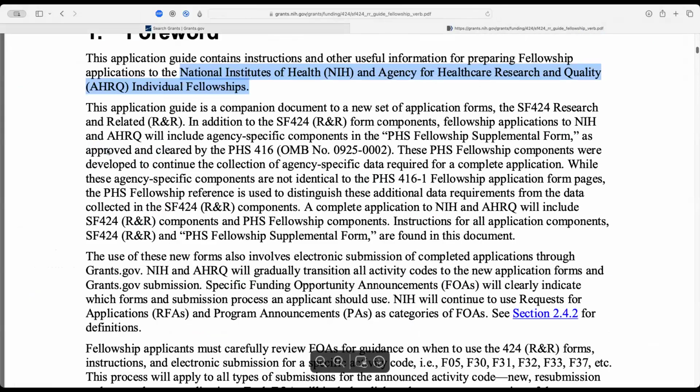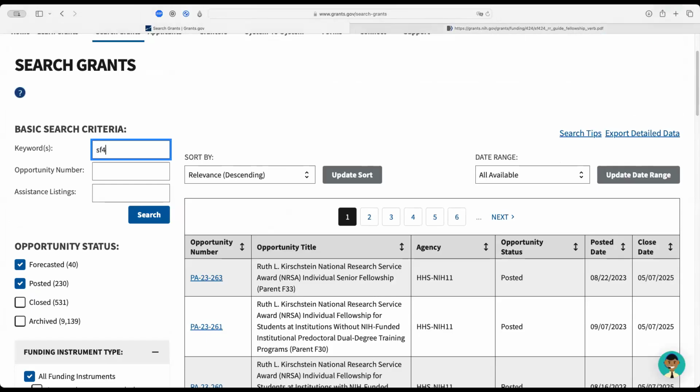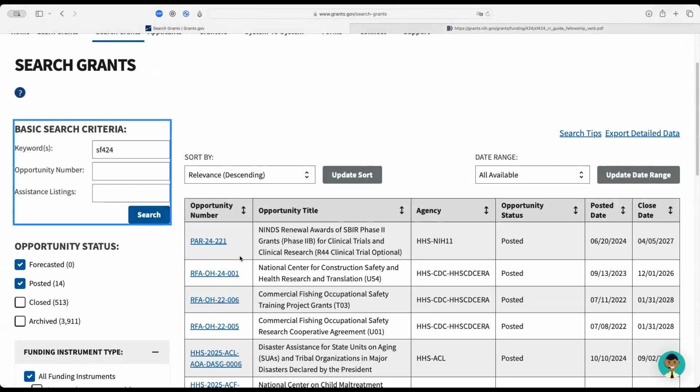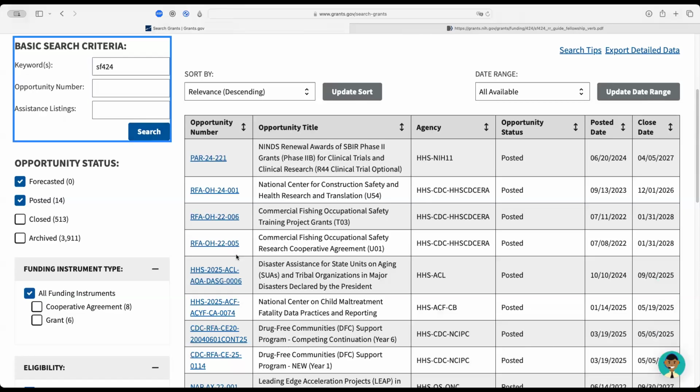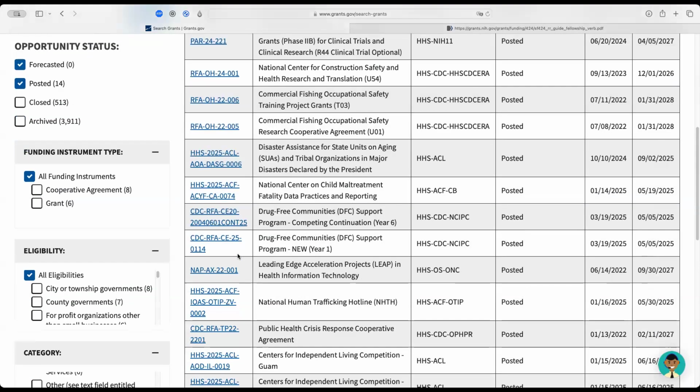So we had SF424, which I mentioned was the main designation here. If we search for that, now we have a much more concise 14 results. And looking at this, we can see that these are actually separated by entities within Health and Human Services, that's HHS.